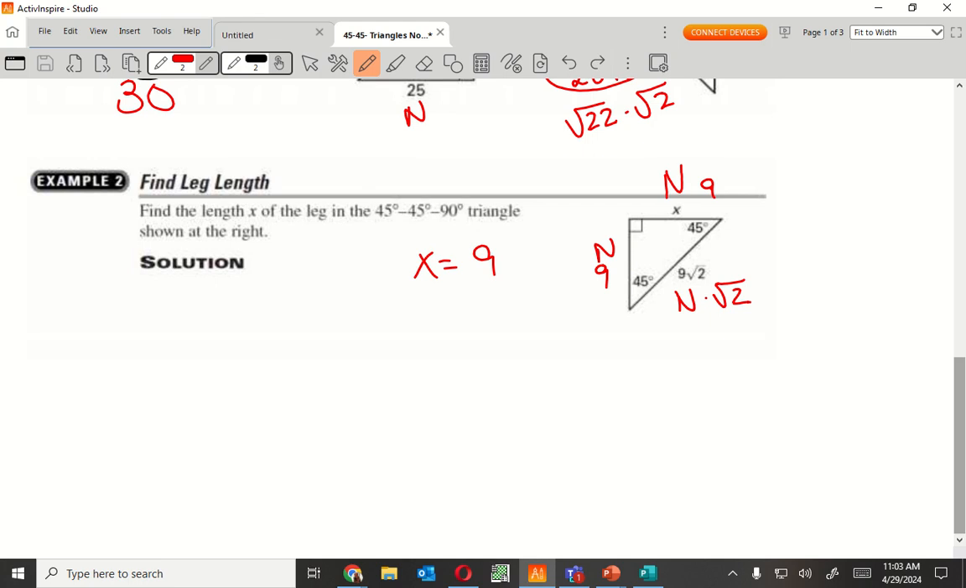Okay, you ready? Yeah. Does this make sense? This is n times square root of 2. What is n? 9. That's it. So this side is 9. This side is 9. Yeah, let me write it down.